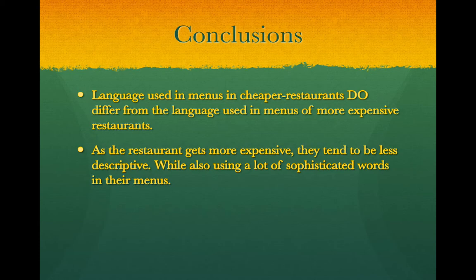To conclude my research, so in conclusion, yes, language from cheaper restaurants are quite different compared to the expensive restaurants. Fine dining restaurants do use less descriptions and use many sophisticated words, while casual dining restaurants show the opposite, more descriptive. But through this research, it seems that up to 40% of the casual restaurants also use less descriptions. Therefore, it can vary depending on the theme.